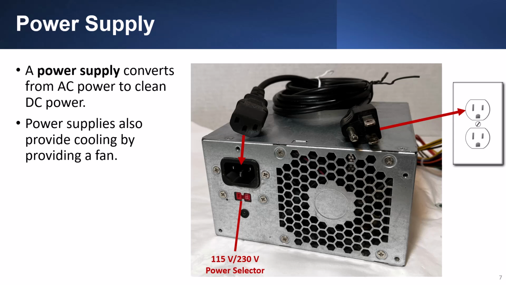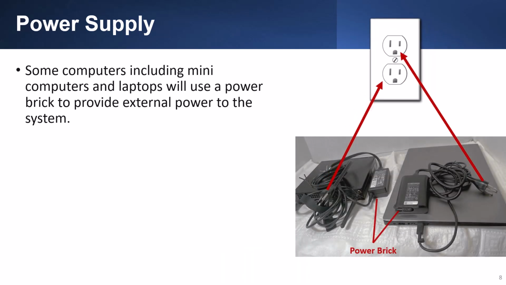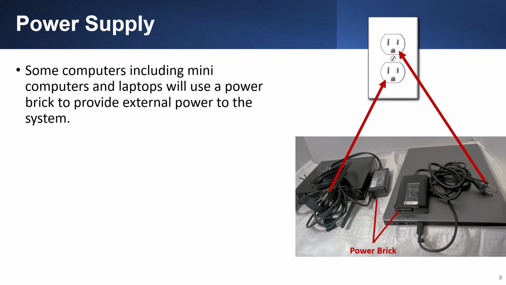Some power supplies have a voltage power selector. 115 volts is used in the United States and 230 volts is used in the European countries. Some computers, including mini computers and laptop computers, will use a power brick to provide power to the computer. The power brick has the same function as a power supply, which is to convert AC to clean DC power.